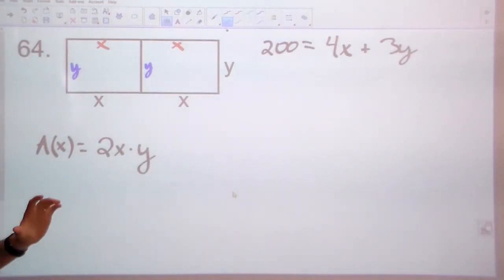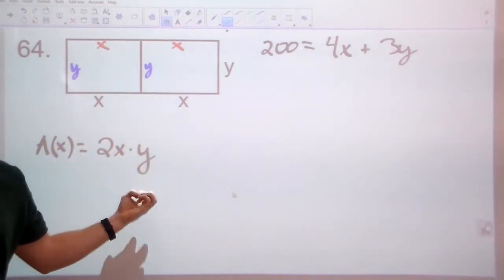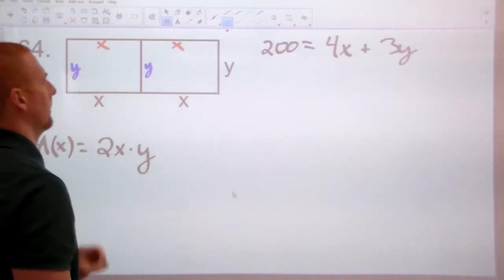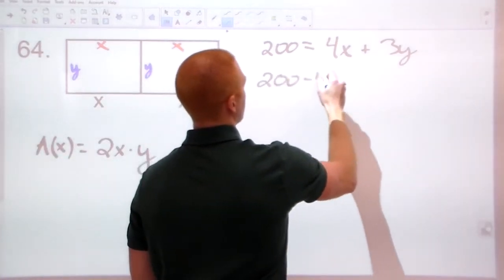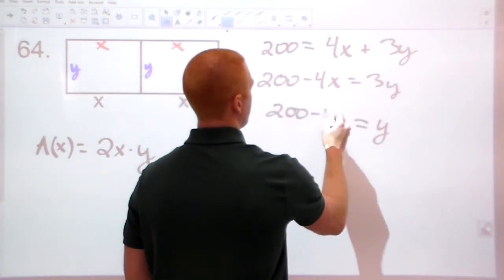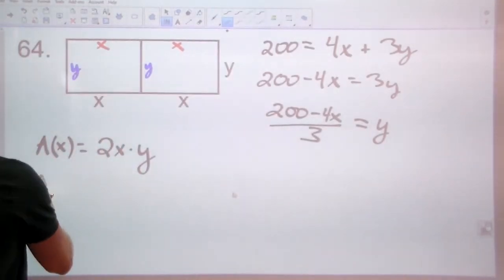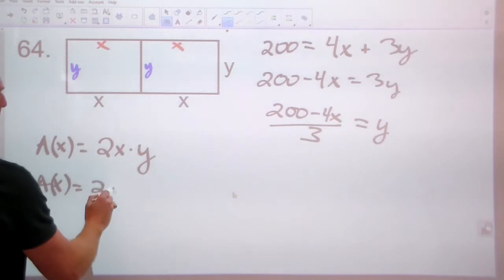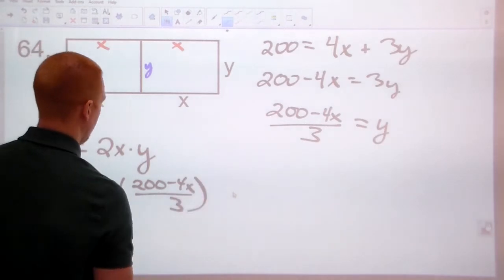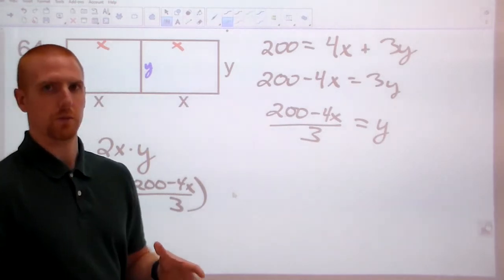And that's kind of an improper function right now because the only input it accepts is X, but the function depends on two other things. It depends on X and Y. So we need to take the perimeter function, solve for Y, and then plug that in. So 200 minus 4X would be 3Y. So Y would be 200 minus 4X divided by 3. Okay. So I'm going to make an area formula using that new information. So 2X times 200 minus 4X over 3. Okay. So that's looking a little complicated. So I'm going to run through now and answer the different parts of it.